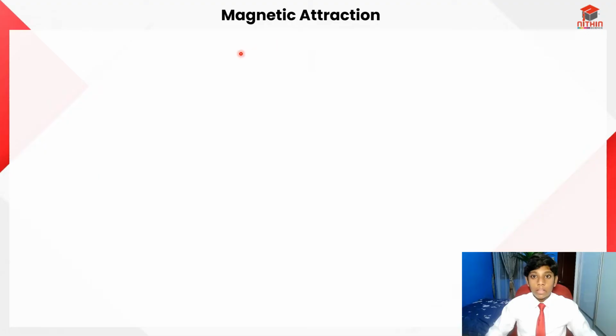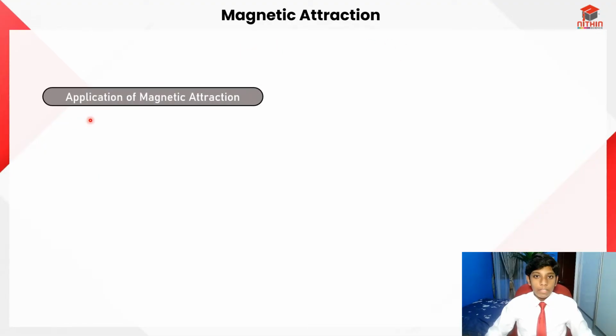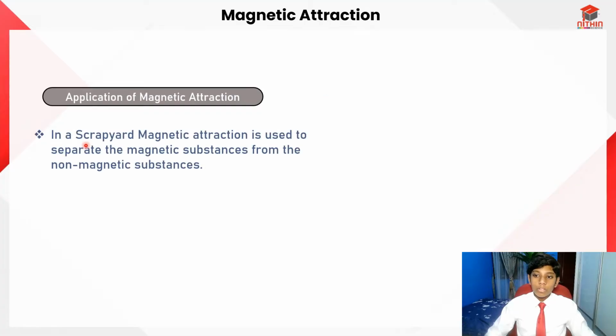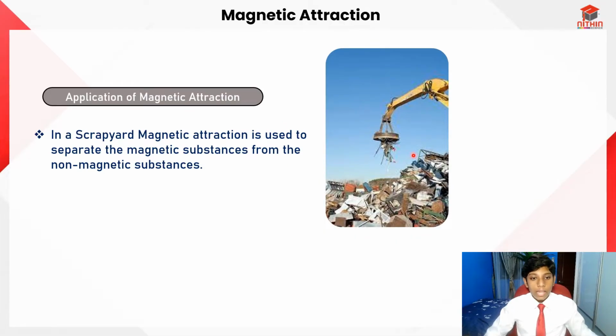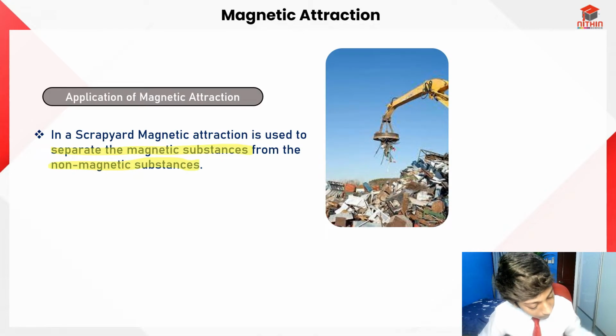Again, in magnetic attraction, we are going to take a look at the application of magnetic attraction. In a scrapyard, magnetic attraction is used to separate magnetic substances from non-magnetic substances. This is what it looks like. This is a huge electromagnet which attracts all the metals away from the non-magnetic substances. It attracts all the magnetic substances while the non-magnetic substances are left behind. So this is the application. Now let's move on.